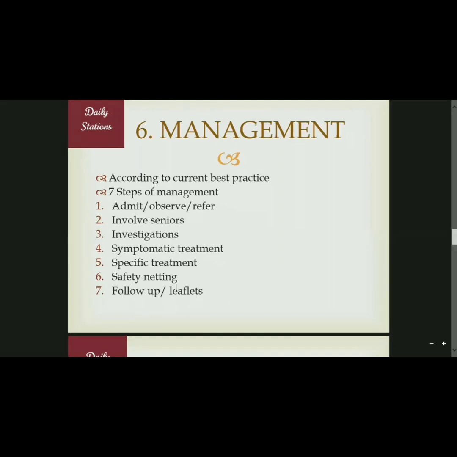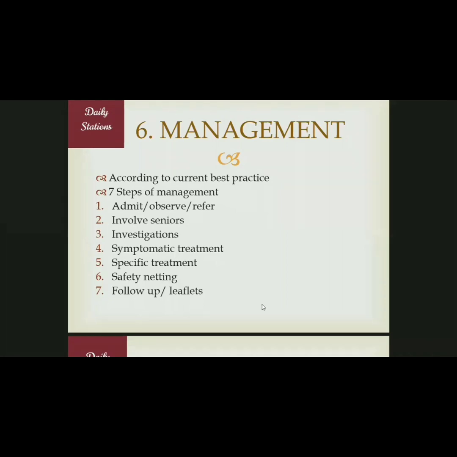Okay, safety netting would be the red flag symptoms. For example, a person comes with TIA, transient ischemic attack. So what would be the safety netting? Safety netting would be FAST, okay. The FAST is the mnemonic for stroke. Any facial weakness, any arm weakness, any slurred speech, that it's time to come to hospital, time to ring 999. So these 7 steps, it's very important.